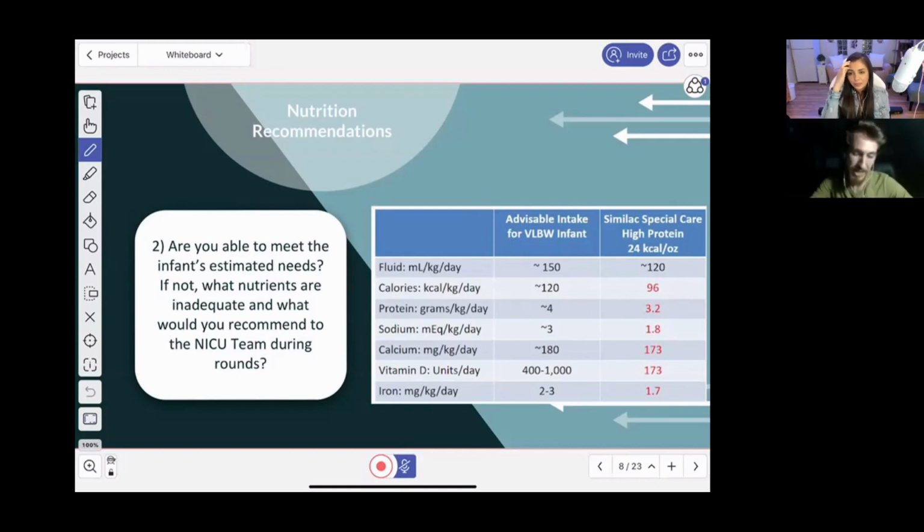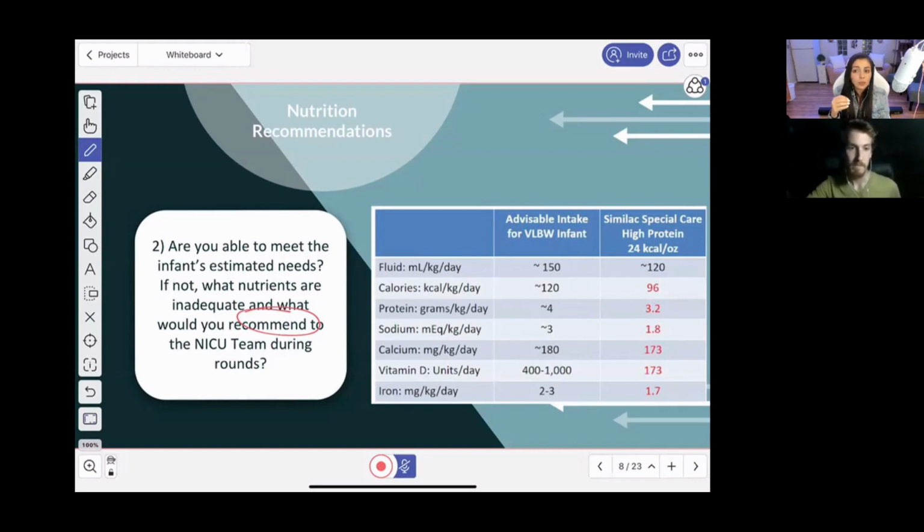So now that we identified that, the next part of the question is what would we recommend to the NICU team during rounds? I think there are two things we can do. We can either increase the concentration of each of these nutrients, all 6 of them, or we can increase the volume. What do you think is the best route? Normally, as Dr. Abel has taught us, as a NICU dietitian, you always want to try and advance the volume first, unless otherwise specified. That's what we said in the previous modules.